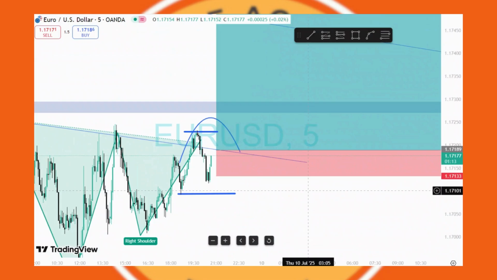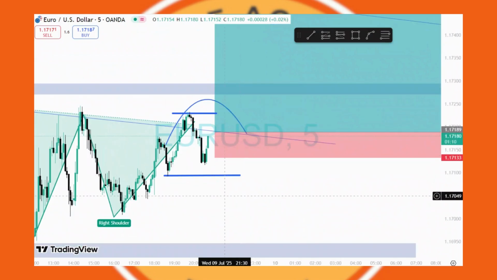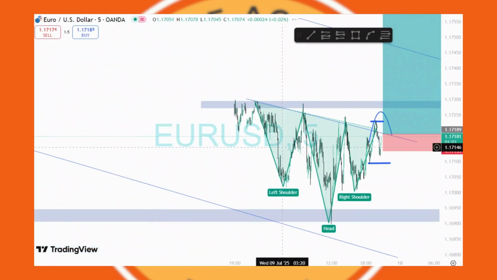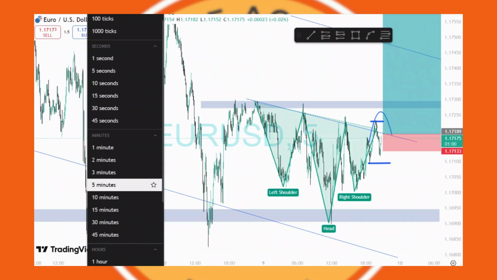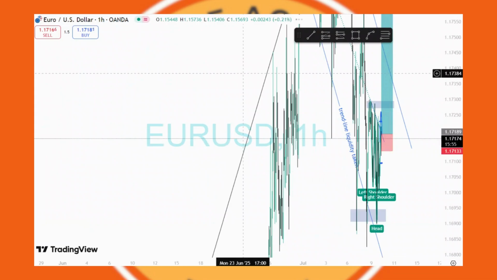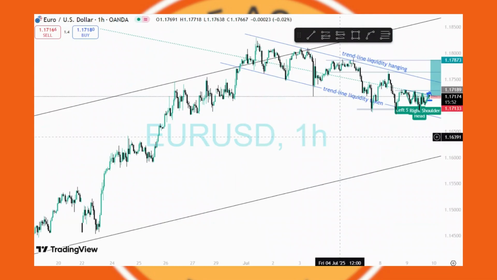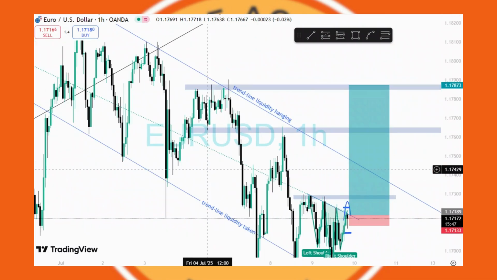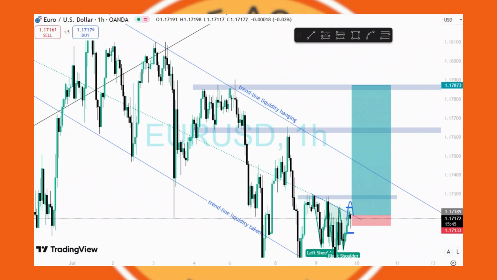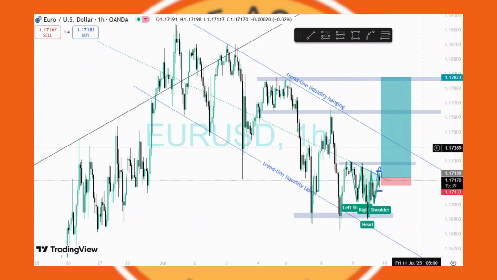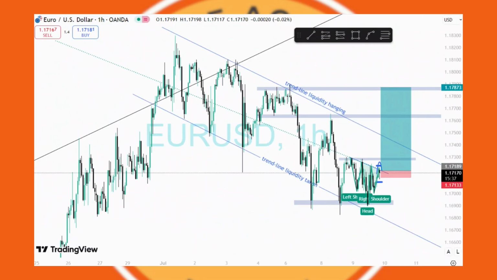But I wouldn't put a stop loss because what if it's just a wick that's trying to take out the liquidity here? You see? So I monitor them manually. So yeah, that is my setup for Euro USD. Yeah, that's it. That's what I see right now.